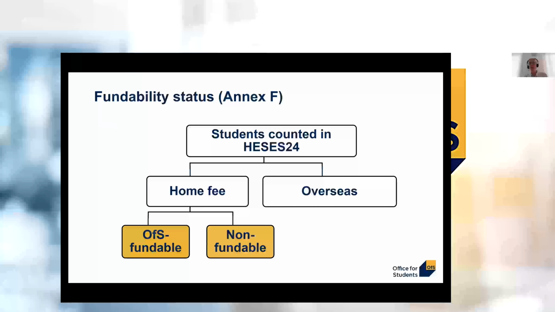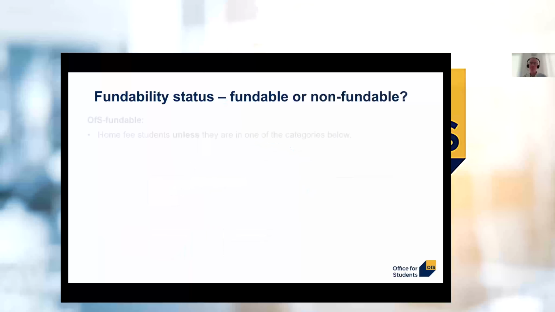So remember that we are deciding on whether student study activity is fundable by the OFS, and establishing whether they have home fee status is the first part of that. However, as we said earlier, not all home fee study activity is fundable, and so we need to work out what is and what is not. Basically, we can summarize things like this. Study activity is OFS fundable for home fee students unless they are in one of the non-fundable categories.